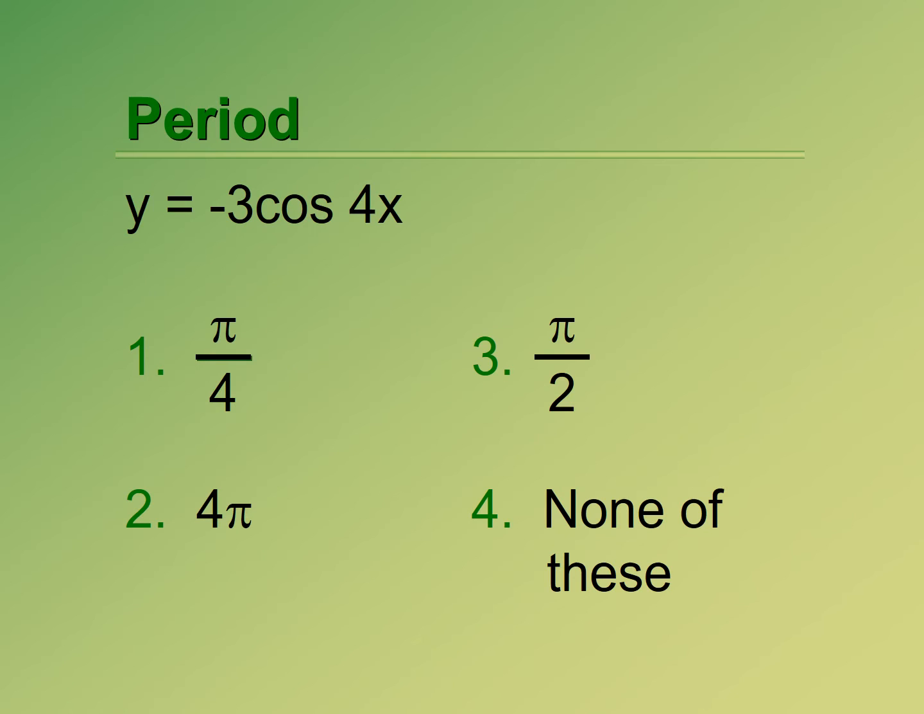All right, go ahead and identify the period for this function. Okay, you should have picked pi over 2. So remember, the B value doesn't tell you your period. It just is the B value. Your period is 2 pi divided by B. So 2 pi divided by 4 is actually pi over 2.